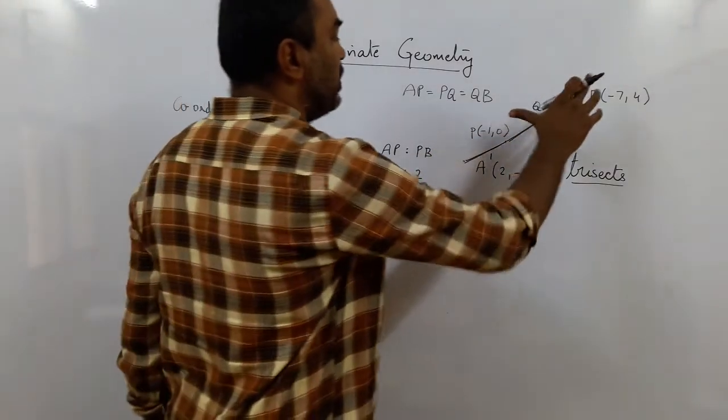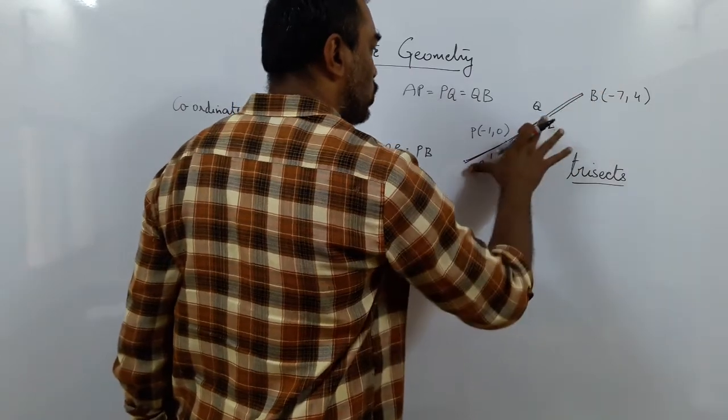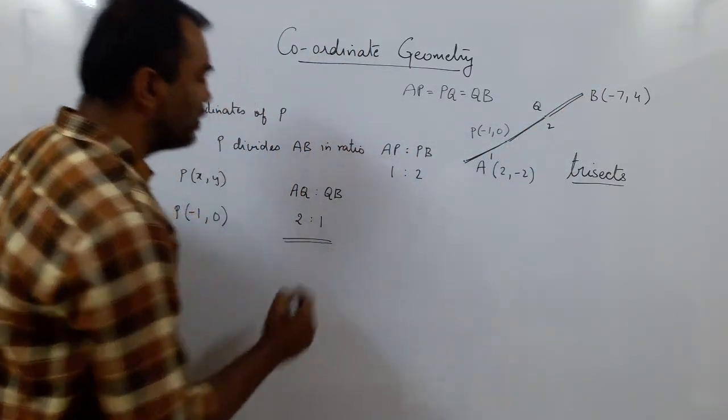P divided AB in the ratio 1 is to 2. Q divides AB in the ratio 2 is to 1. That is one method.